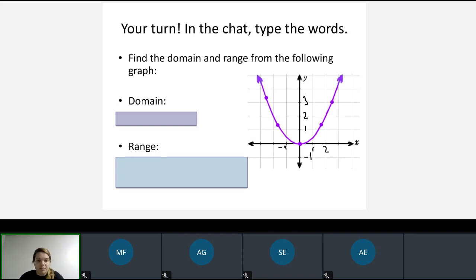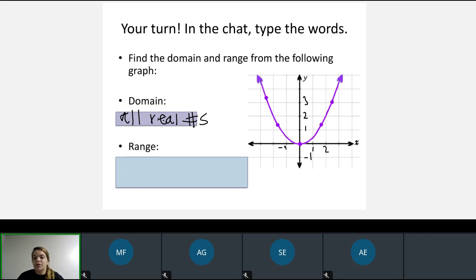All real numbers, good, because of our endpoints, very good. Let me find my little writing board here. Here it is. Okay. What about our range? What do you think for our range? Okay, exactly. So, guys, remember that range isn't just one number, right? It has to be an interval.